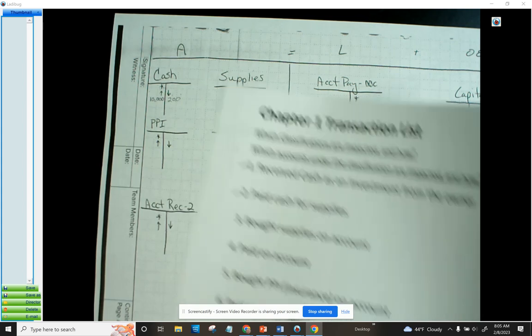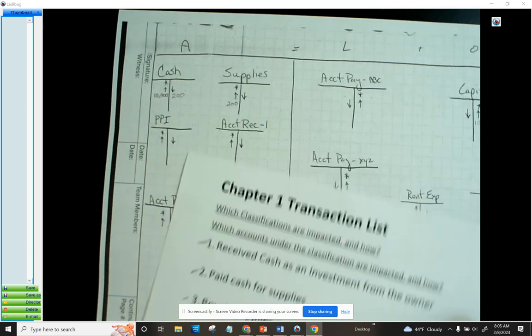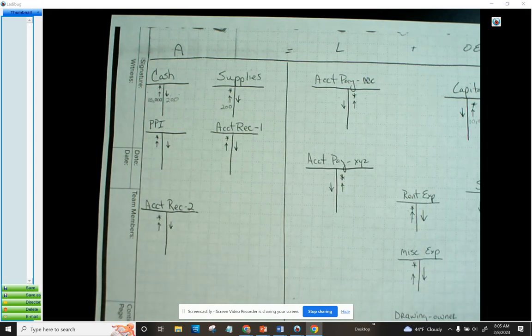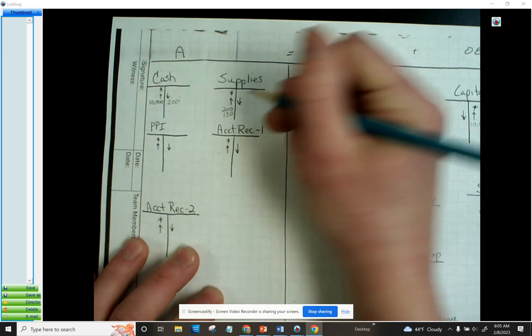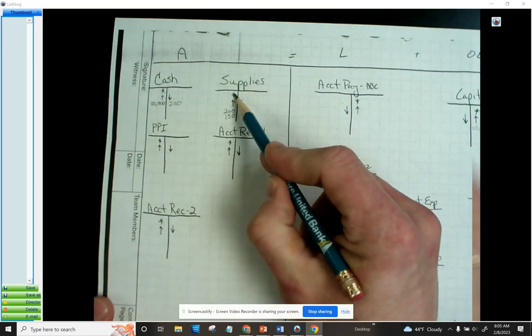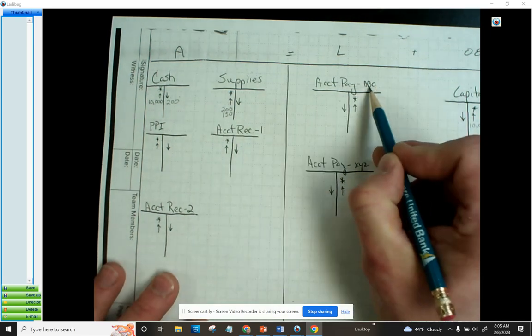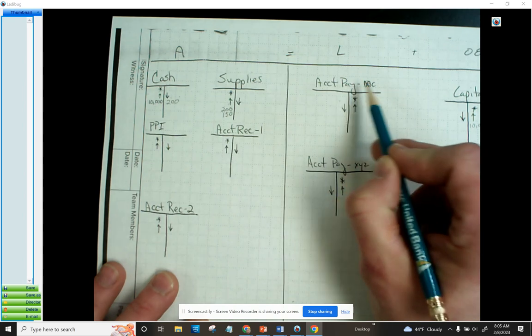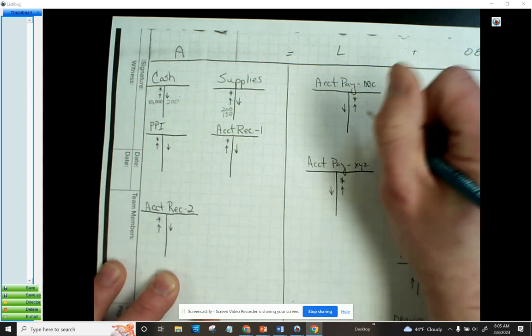Okay, next transaction. Bought supplies on account. Supplies will go up. Let's say we bought another $150 in supplies. Supplies goes up with a debit. We bought it on account. Let's say we bought it on account from ABC Company. So accounts payable, ABC Company. We owe them money. We owe them $150.